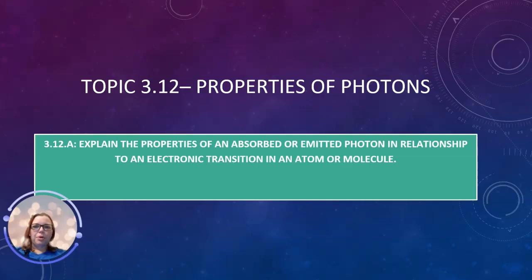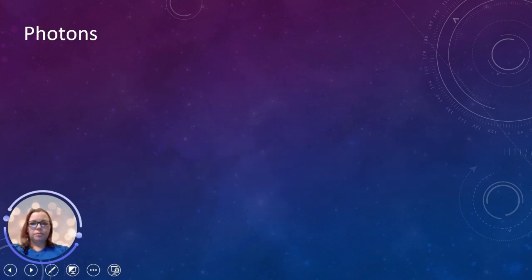Hello, AP Chem students, and welcome to topic 3.12, properties of photons. The learning objective for today is 3.12.a, explain the properties of an absorbed or emitted photon in relationship to an electronic transition in an atom or molecule. So let's talk about it.